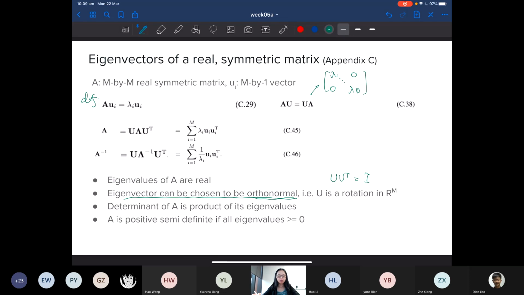What's also nice about this is that the inverse of A has exactly the same form, except the weights in the summation are 1 over lambda. In other words, the determinant of A is the product of its eigenvalues, and the determinant of the inverse of A is the product of the inverse of the eigenvalues, right?